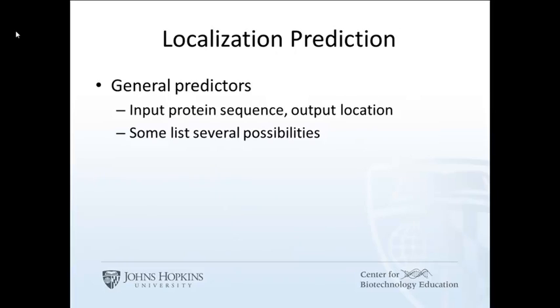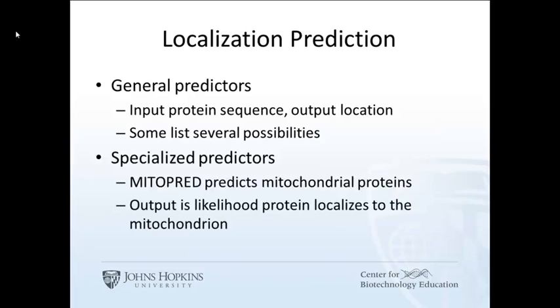There are many prediction programs available on the web. Many are general predictors. Put in an amino acid sequence, and the program predicts its destination. Some list possibilities from most likely to less likely. Some programs are specific for a single organelle.